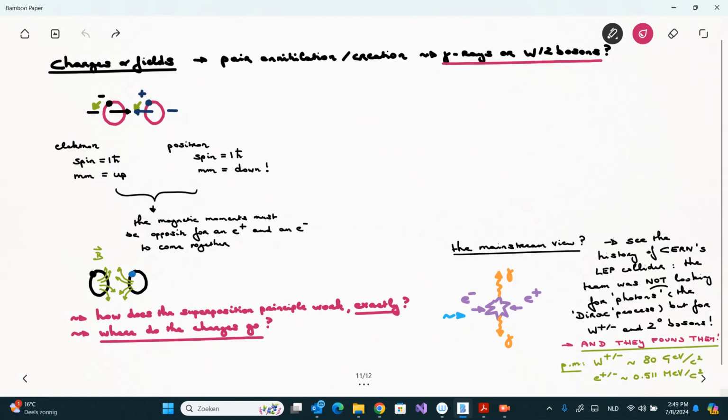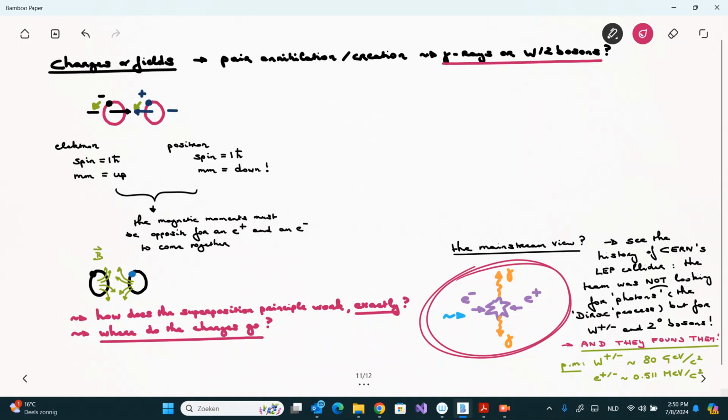But yeah, this is something intriguing when you look at the history of CERN's LEP collider: the team was actually not looking for this hypothetical and theoretical Dirac process of annihilation, which, in my view, was the classical example of matter being converted into energy. I said there's a mass-energy equivalence, but it doesn't mean that charge somehow magically becomes field energy.